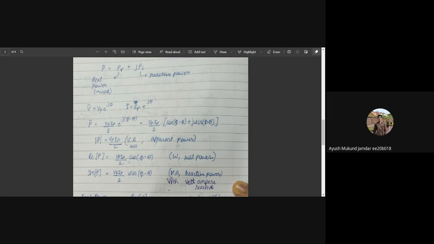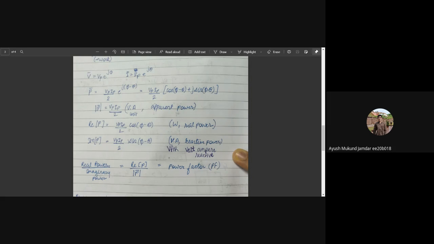So the complex power P bar will be Vp Ip by 2 exponential j(phi minus theta), and that will be reduced to cos(phi minus theta) plus j sin(phi minus theta). So this is the complex average power. The modulus of this quantity is what we call the apparent power, that is Vp Ip by 2. The unit of this is V·A. We don't use watt here.